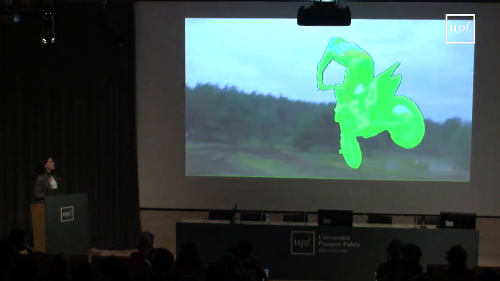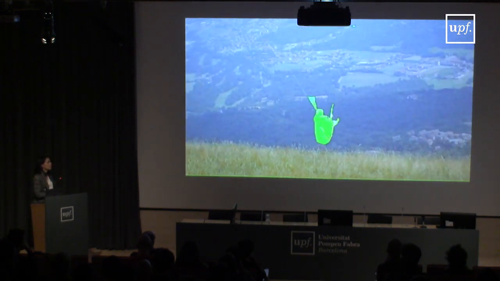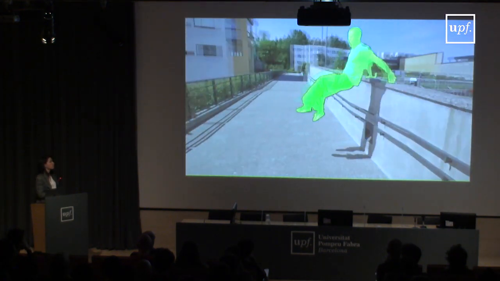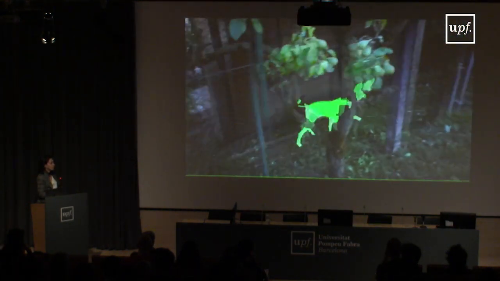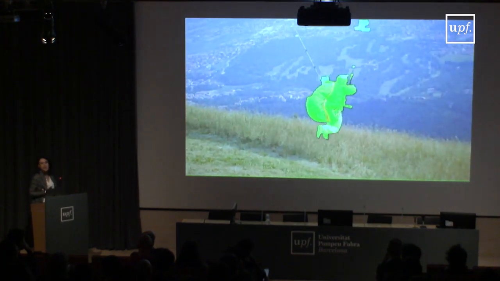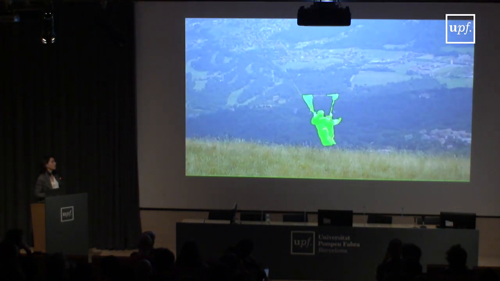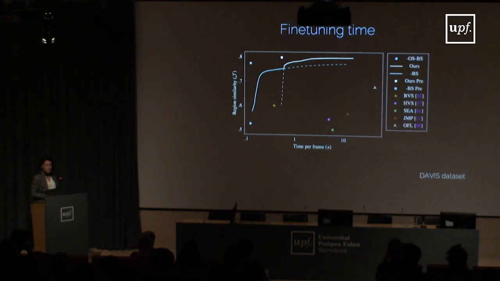So we can see that we can follow different types of objects. Of course, there's a fine-tuning step for each particular object that we want to segment. And we see that we obtain rather temporally coherent results, even though we didn't impose any constraints on the time domain. Now, another nice thing of the method is that it's actually pretty fast.